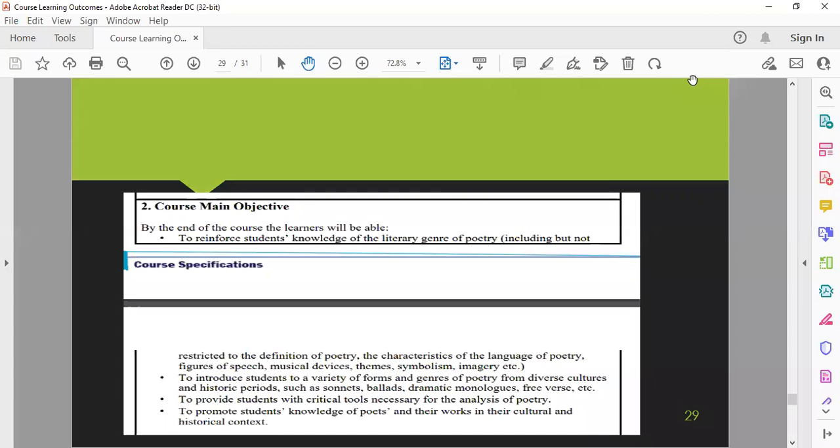Again, see this example. I don't know which course this is, but we may guess. Course main objective. By the end of the course, the learners will be able to reinforce students' knowledge. The learners will be able to introduce students to a variety of forms. The learners will be able to provide students. The learners will be able to promote students' knowledge of poets and their works in their cultural and historical context. So you have noticed the problem, I guess.